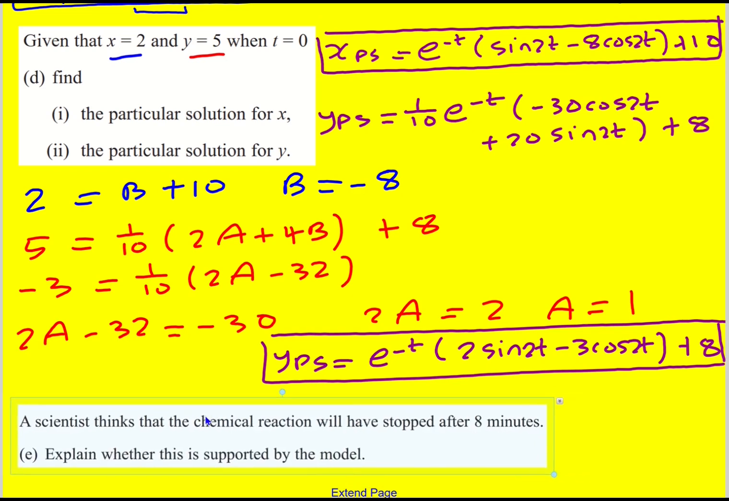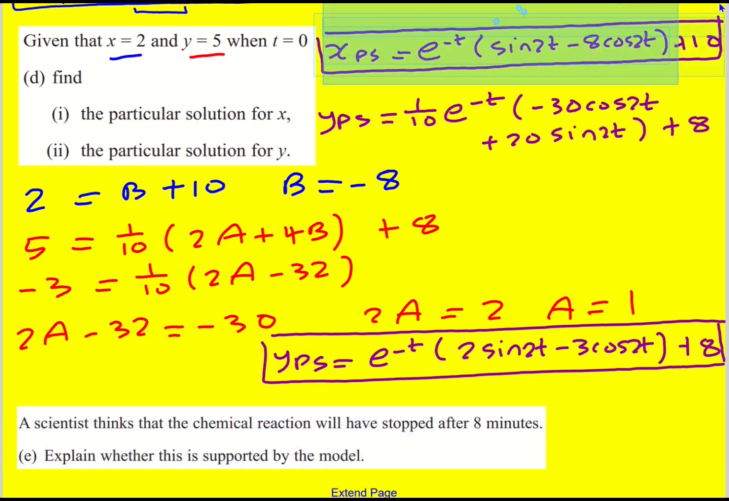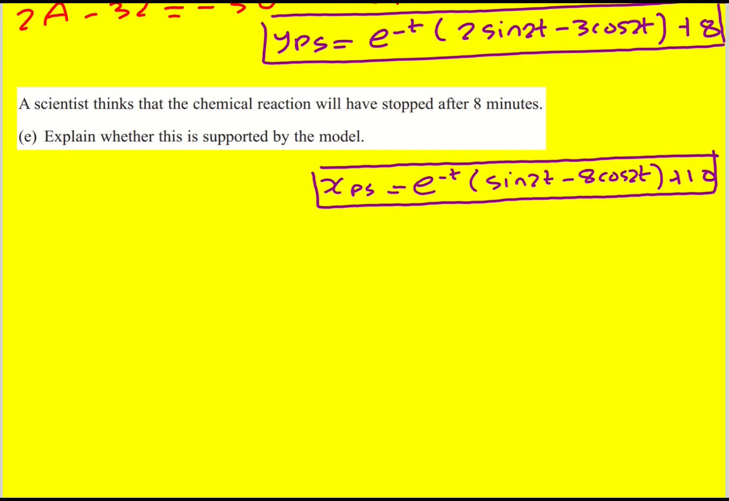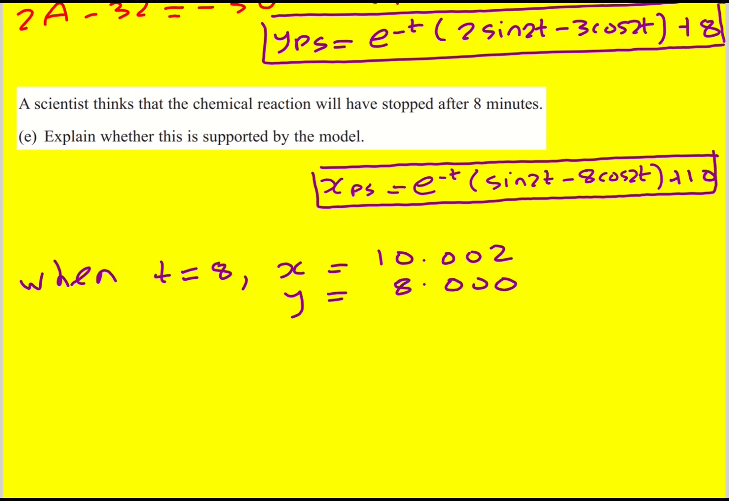Well done, you're doing great. Very last part. A scientist thinks that the chemical reaction will have stopped after 8 minutes. Explain whether this is supported by the model. So what I did is I worked out the values when t was equal to 8. And for x, we get 10.002. You sub in, and y is equal to 8.000.